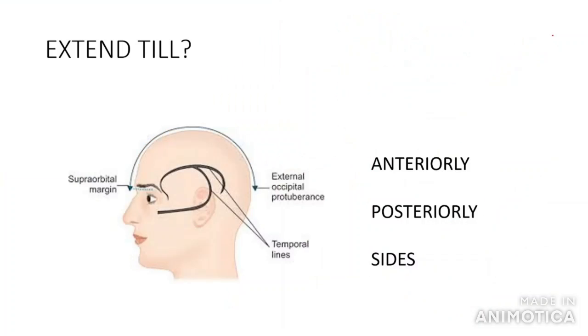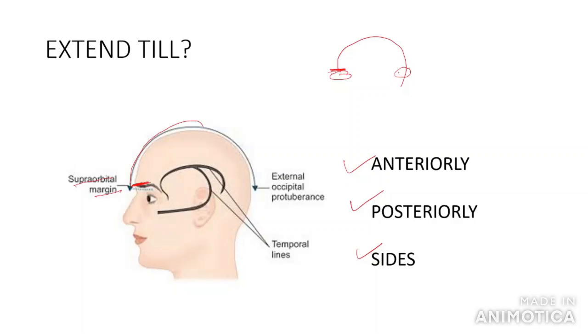So what are the extensions of scalp? When we talk about extensions, you have to always remember extends anteriorly till where, posteriorly till where, and on the sides till where. In that you make this diagram. You make a head like this. You make eyes. You make ears. And then ये जो आँख के ऊपर होता है, see, this is your supraorbital margin. ठीक है. So anteriorly your scalp extends till supraorbital margin.